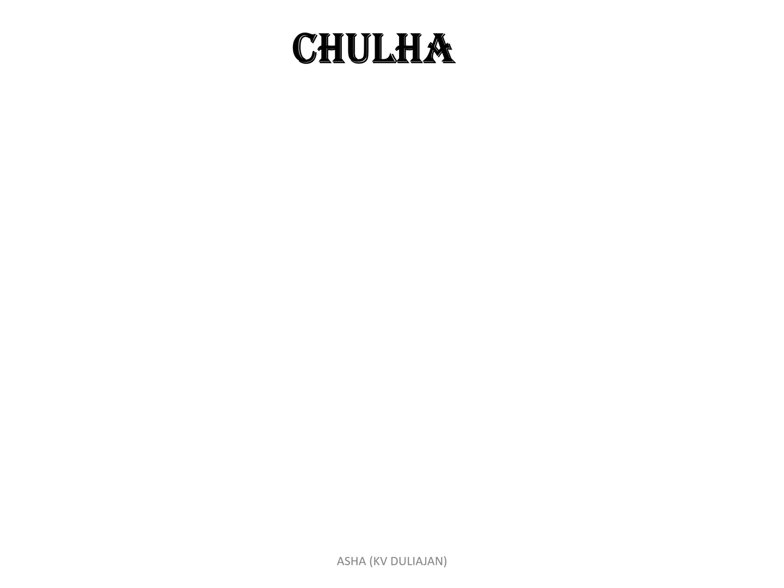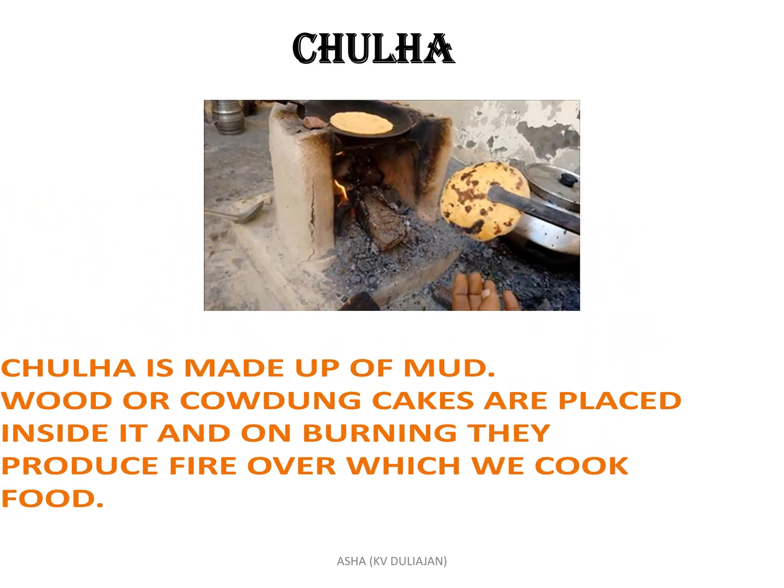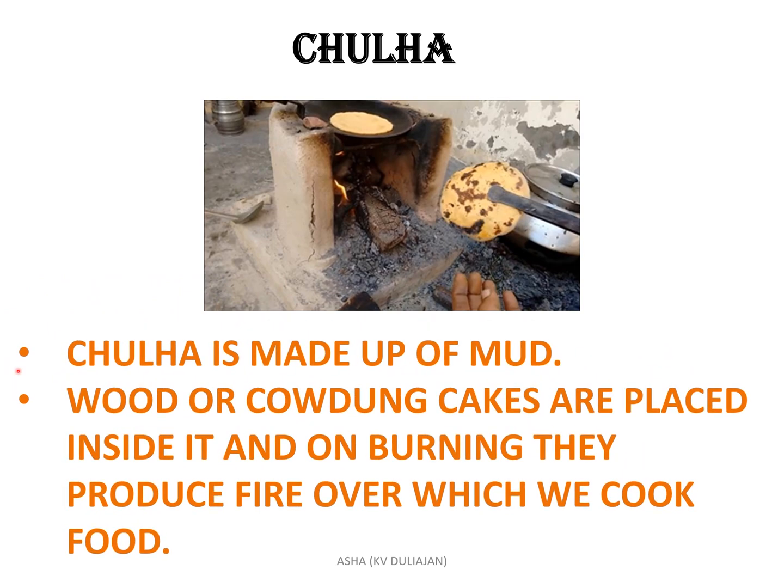Another type of heating source for cooking is chulha. You can see this type of heating source in most of the villages. Chulha is made up of mud. Wood or cow dung cakes are placed inside it, and on burning they produce fire over which we cook food.